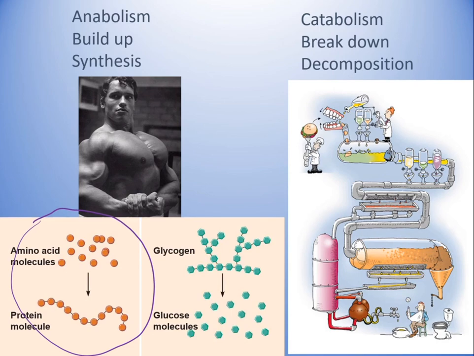Over here on the right is the opposite. Catabolism is the process of breakdown or decomposition. And down here on the bottom, you have glycogen getting broken down into glucose molecules. And this is what happens when you get hangry. Because you're not eating, your liver will take some of its glycogen molecules and break them down into glucose. If you're diabetic, that might not happen.